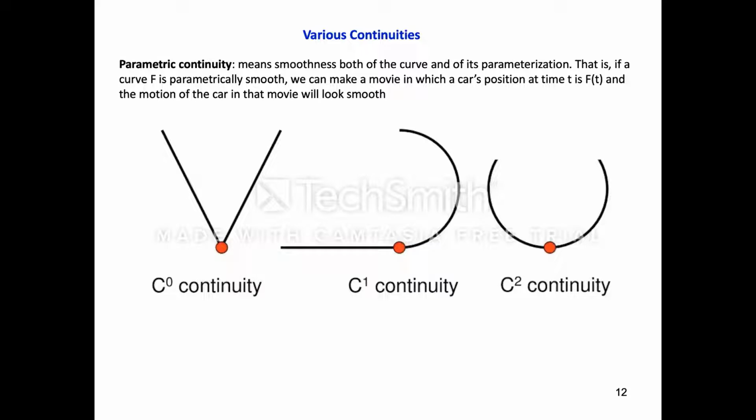Coming to different types of continuities, C0, C1 and C2. C0 means the curves are at the same point where they join. C1 means they share the same parametric derivatives where they join. C2 means they also share the same parametric second derivatives where they join.